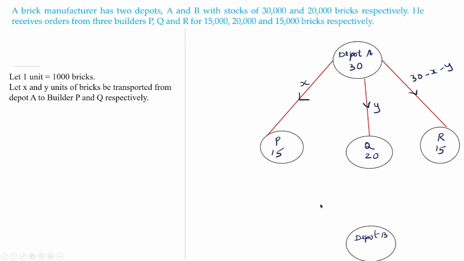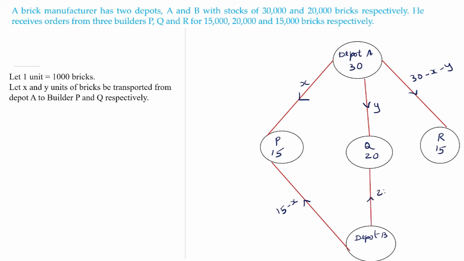And now let us consider these three builders and depot B. Now here we can see that the requirement for builder P is 15 units of bricks. After getting X units from depot A, the remaining 15 minus X units P has to get from depot B. So depot B will provide 15 minus X units. And now here builder Q is getting Y units of bricks from depot A. The requirement is 20. It means Q has to get 20 minus Y units from depot B.